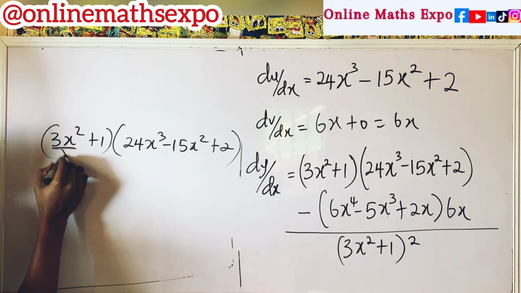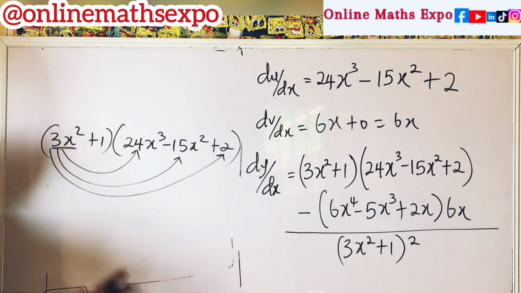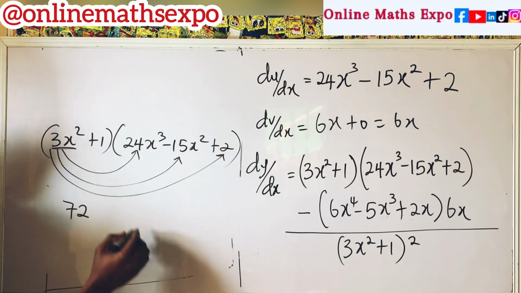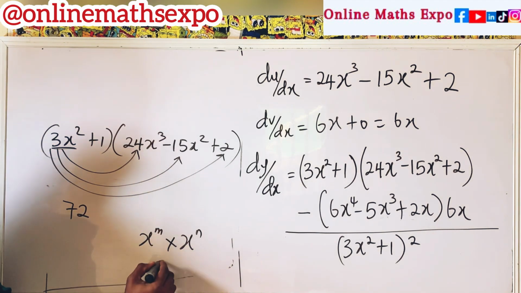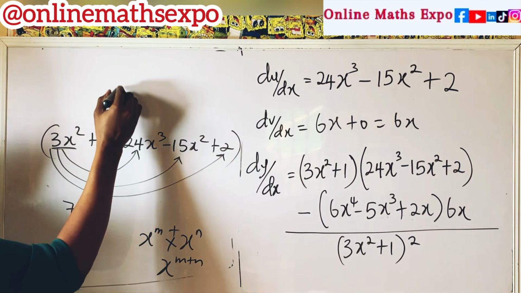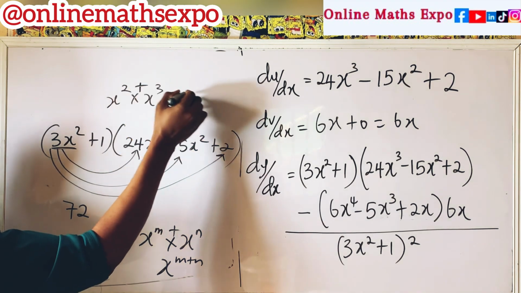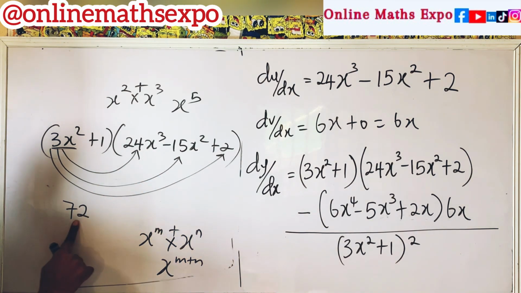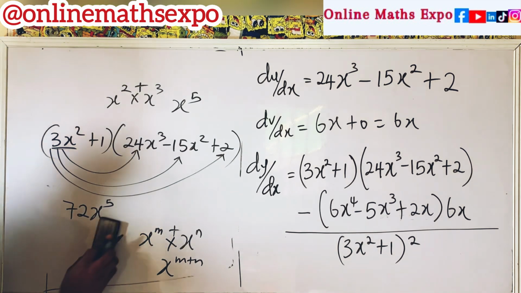As usual, I use this to expand this, and this. Okay, this multiplies this will give us 72. Then remember, x to the power of n multiply x to the power of n, in your indices, you add the powers. So when you have x to the power of 2 multiplying x to the power of 3, it means x to the power of 5. So when you multiply this by this, it gives you 72x to the 5th. I hope that is clear.